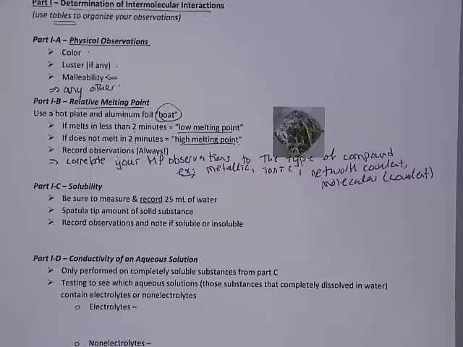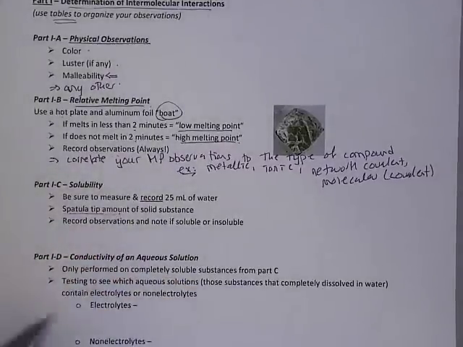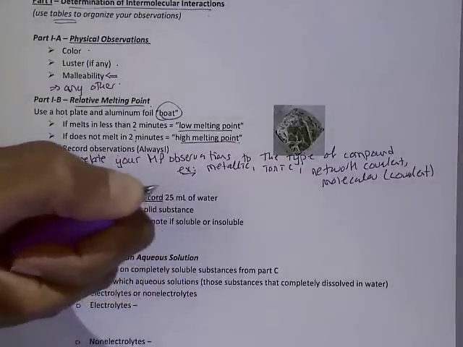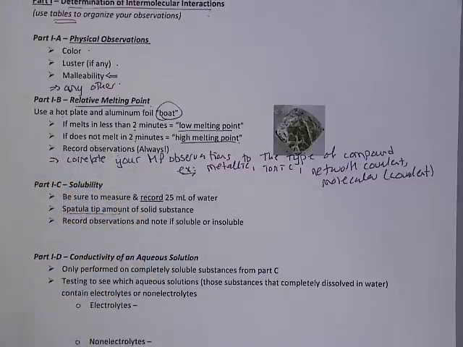In part C, we're going to assess the solubility. Is your substance soluble in water? Is it insoluble? Is it partially soluble? So again, you're going to be using a spatula tip amount. Remember, when we say spatula tip amounts, we're really saying something as small as the tip of this pen. So very, very small amounts.